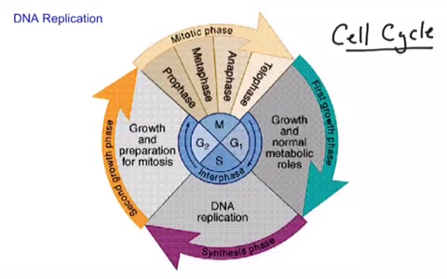Before we look at that process in a little bit of detail, I would like to show you something else you need to be familiar with, which is something called the cell cycle. The cell cycle describes the stages that a typical cell would go through: growth, DNA replication, and then division. The cell cycle is summed up in this diagram here. So let's have a look at what it's showing.